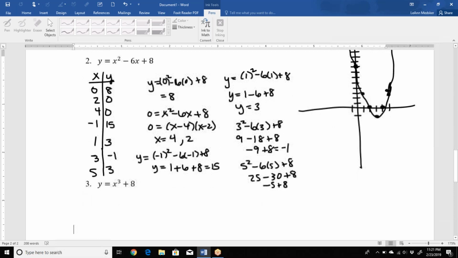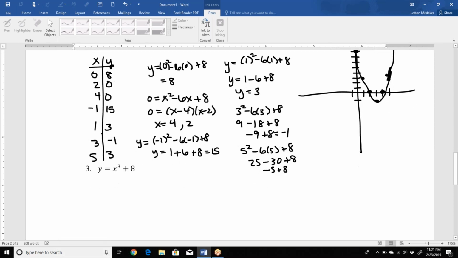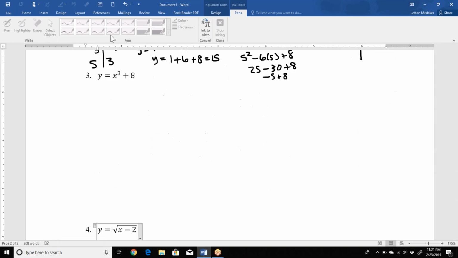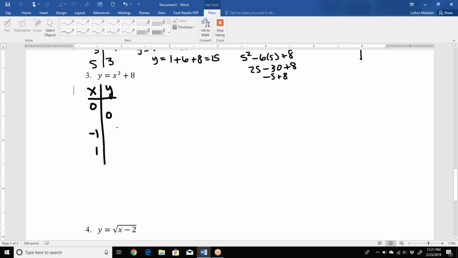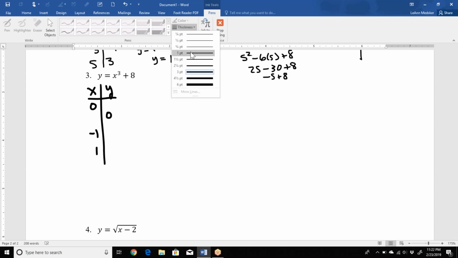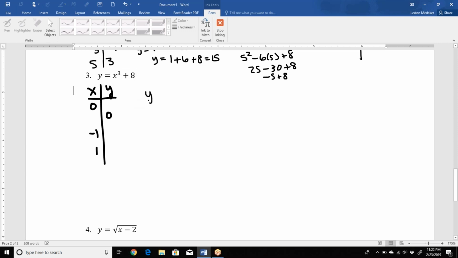So let's look at this one. This is y equals x cubed plus 8. So we're going to look at doing a table here. We're going to try to find the x and y intercepts by plugging in our zeros again. And maybe we'll do negative 1 and 1. We'll see if that helps us or not. Oops, I wanted that thinner. All right, so let's plug in 0. So that would be 0 for x would just give me 8.